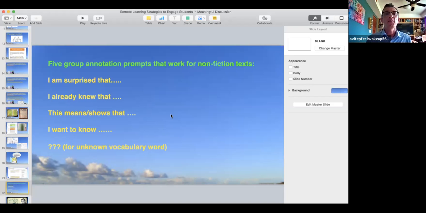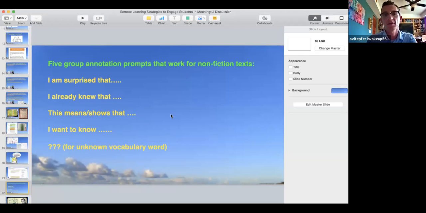The second one, I already knew that. I love this one because it allows students to share what they already know about a topic. Our students have internet access, they are reading, they are watching YouTube outside of class, and they have knowledge to bring into the class and to share with their classmates. So this gives them the opportunity to be the producer of knowledge and not only the consumer.